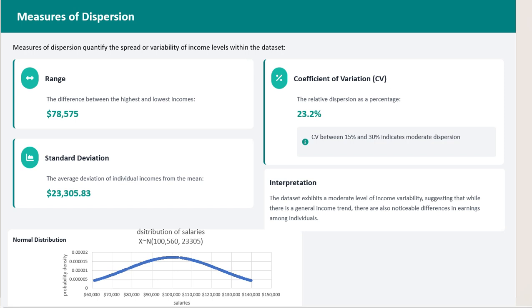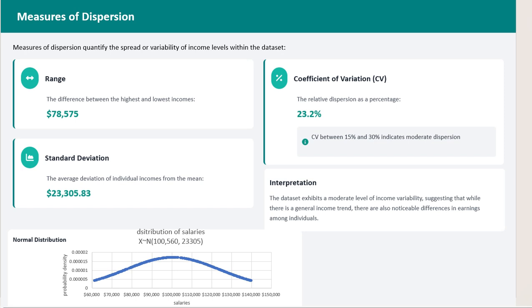This CV value determines the dispersion of a data set. When it's between 15% and 30%, it indicates a moderate dispersion. Our data set shows 23%, which means that it's not heavily skewed towards the high portion or the low portion of the data set.